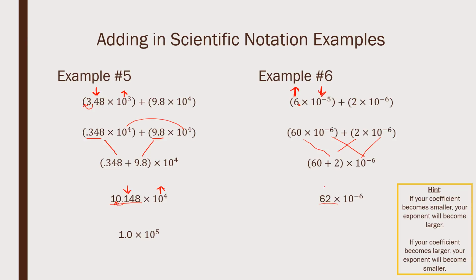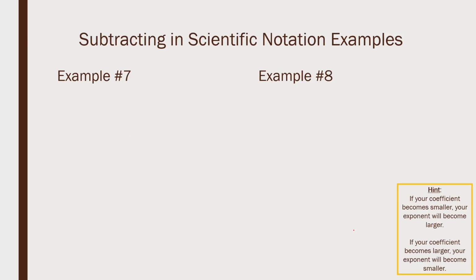This is going to need to get a little bit smaller, which means our power of 10 is going to have to get larger. So this will become 6.2, which means we move the decimal over once, and so this is going to become 1 larger. So 6.2 means our coefficient got smaller, but our exponent got larger, so it became 10 to the negative 5th. All right, so we're almost there.